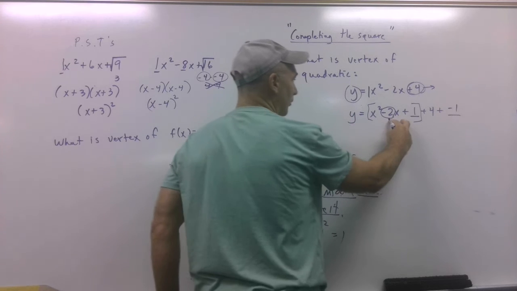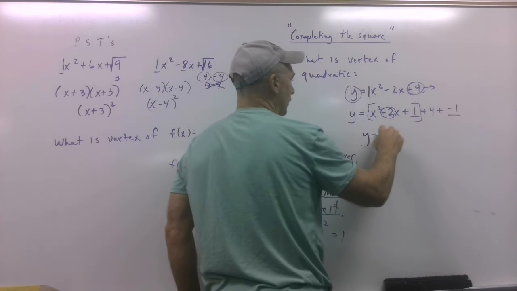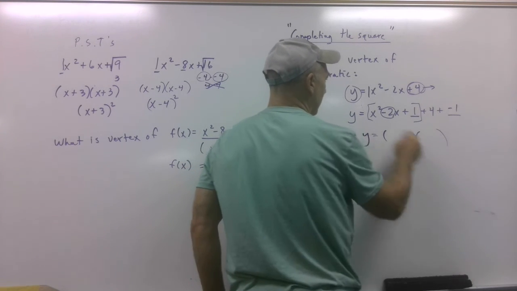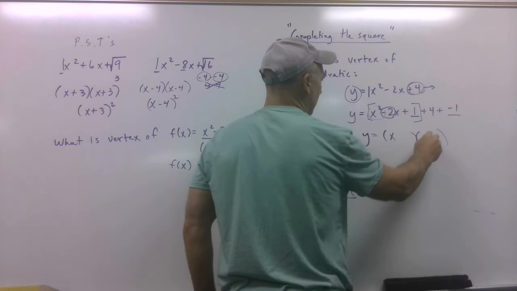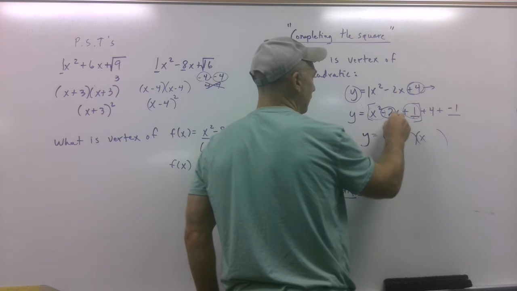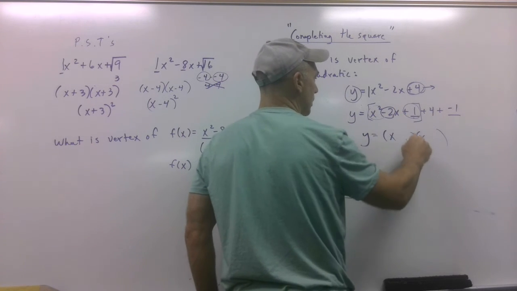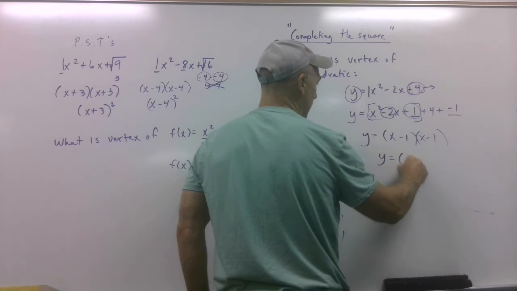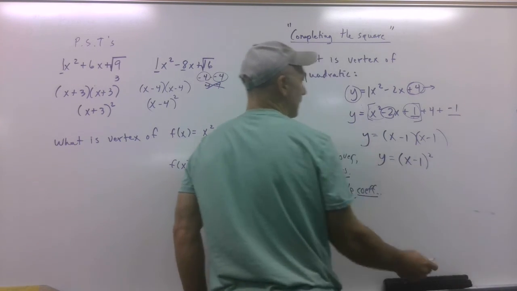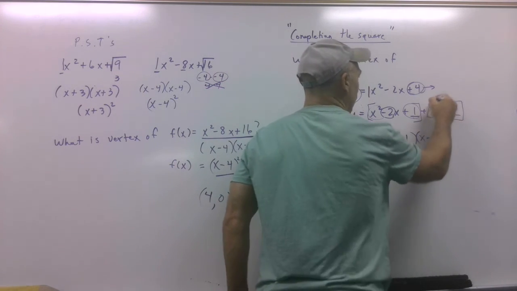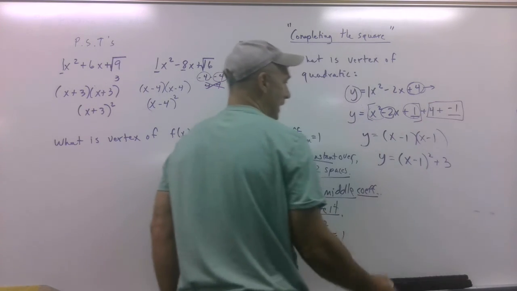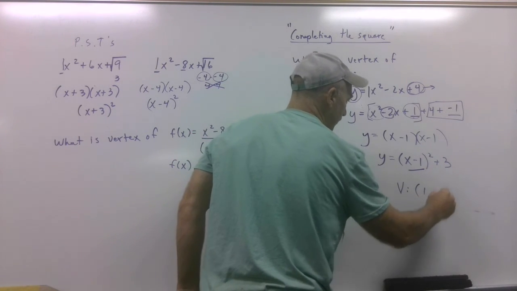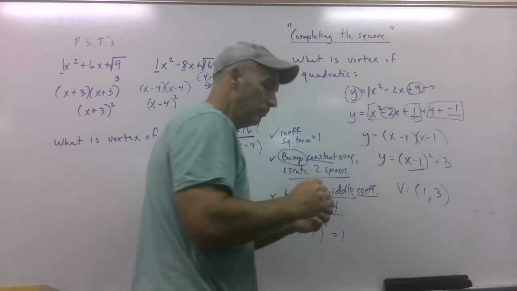Why? Because this is a perfect square trinomial. So this is y equals, if I factored that, I'd say, hey, x squared, I need an x and an x. Two factors of positive 1 that add up to negative 2, that'd be negative 1 and negative 1. I don't want it to look like that. I want it to look like this. And then look at this. We add those together, we get plus 3. And now I can go, aha, the vertex is going to move 1 to the right, and then it's going to go up 3.